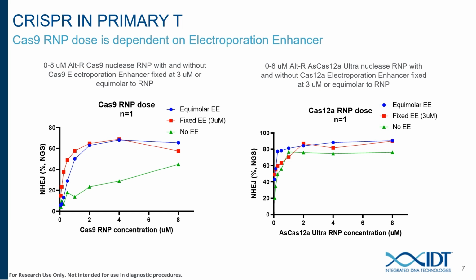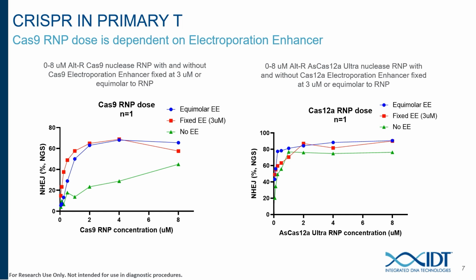So on the left-hand side of this slide, this is the Cas9 dose curve, where when using the electroporation enhancer at various concentrations, we see editing plateaus around 2 micromolar RNP. And then without the electroporation enhancer, we had to go up to 8 micromolar or possibly even higher to achieve decent editing rates.